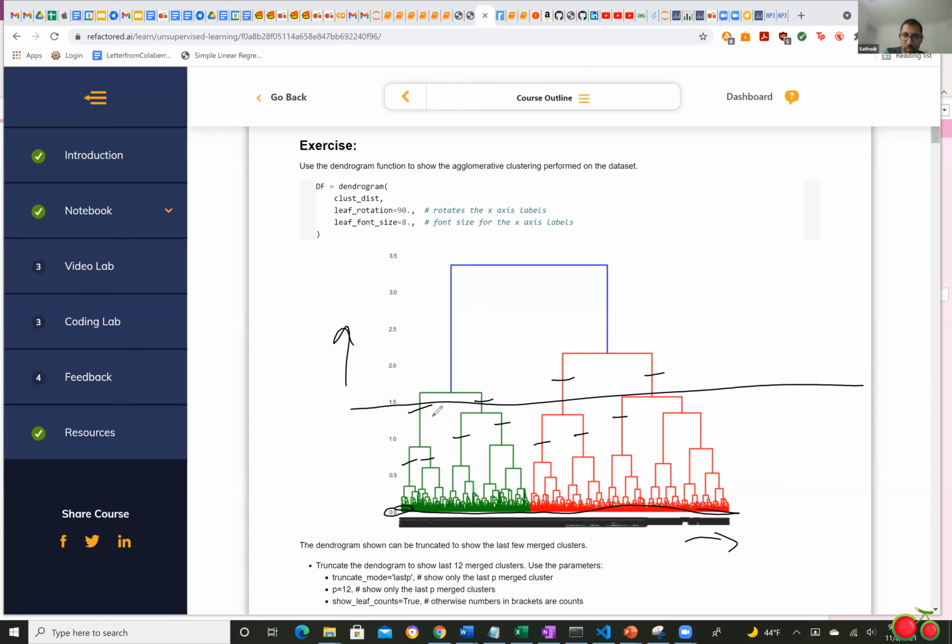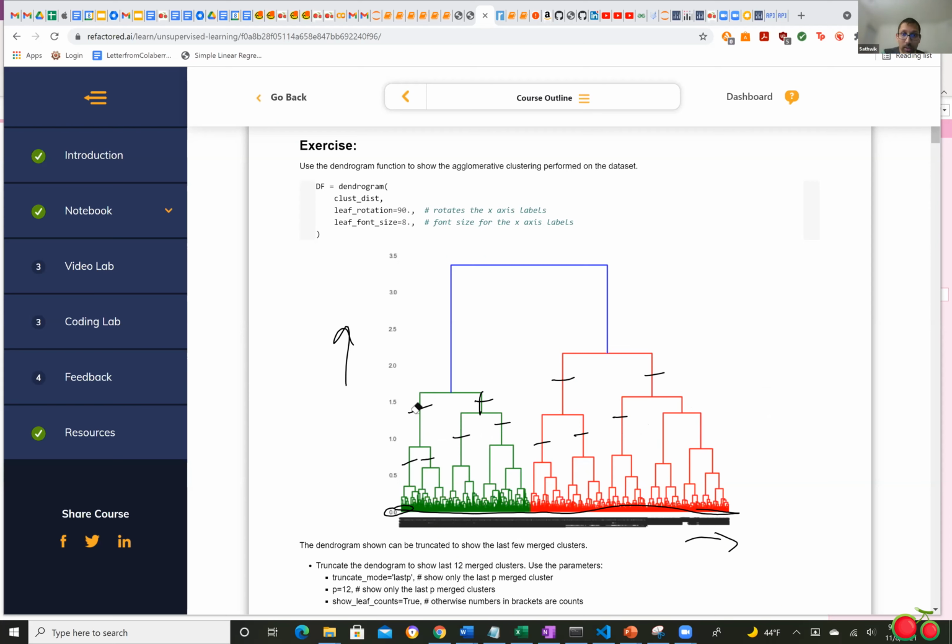Let's say if this is my line, how many vertical lines am I cutting? 1, 2, 3, and 4. So 4 will be my optimal number of clusters. Or if it cuts somewhere here, let's say here, it will be 1, 2, 3, 4, 5, 6, 7, 8. So like that, that's how you decide what's the optimal number of clusters.